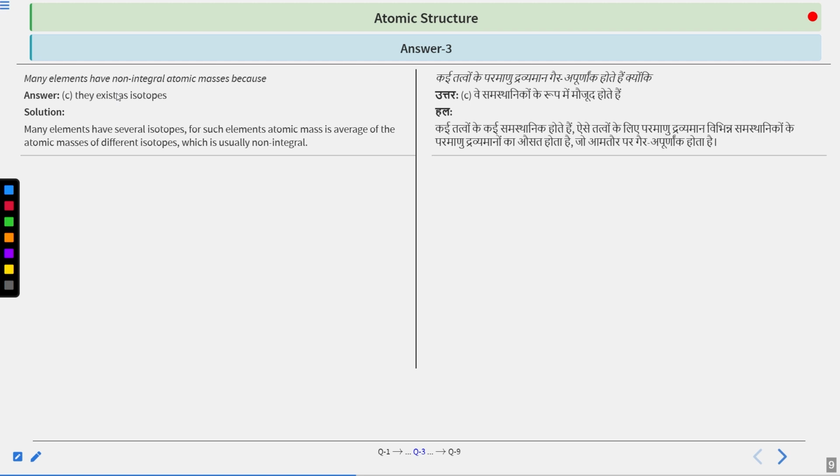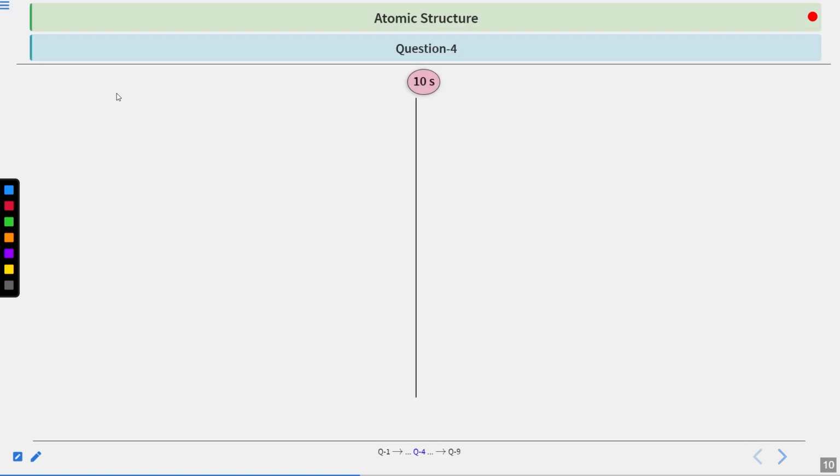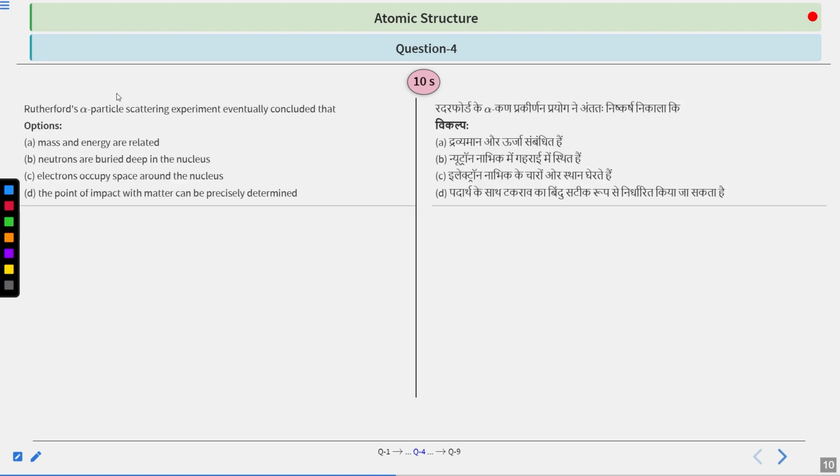Now, next question. Question number 4 says that Rutherford's alpha particle scattering experiment eventually concluded that option A, mass and energy are related. Option B, neutrons are buried deep inside the nucleus. Option C, electrons occupy space around the nucleus. Option D, the point of impact with matter can be precisely determined. So what is the thing that can be concluded? You have 10 seconds to solve this question. Your time starts now.